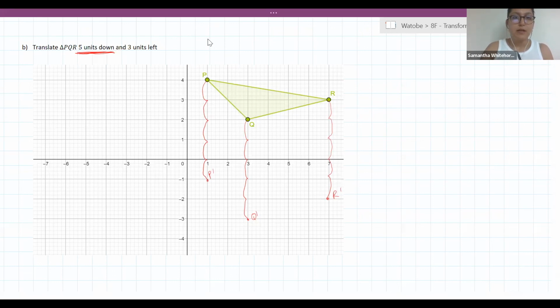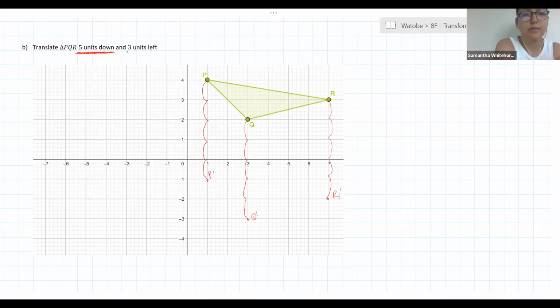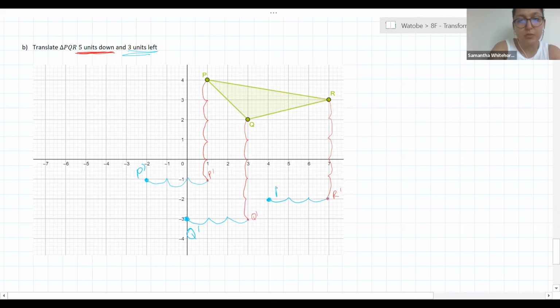So let's get another color here. Now we take each of these points left. 1, 2, 3. So now this is my final point P dash. Q, 1, 2, 3. This is now my final point Q dash. 1, 2, 3, my final point R dash. And so now I can take off all of my pencil markings, all of my initial triangles.